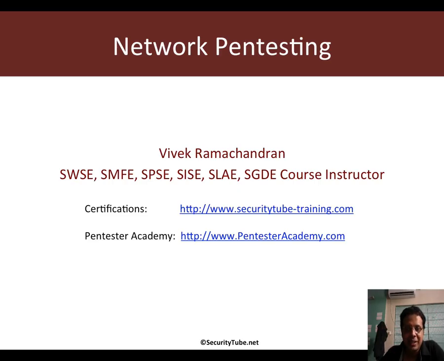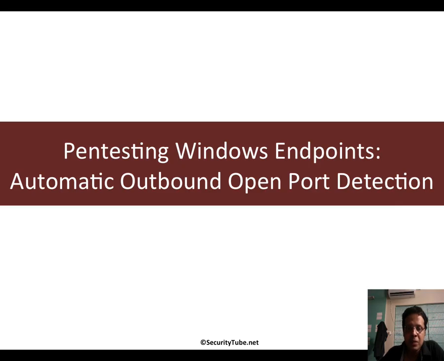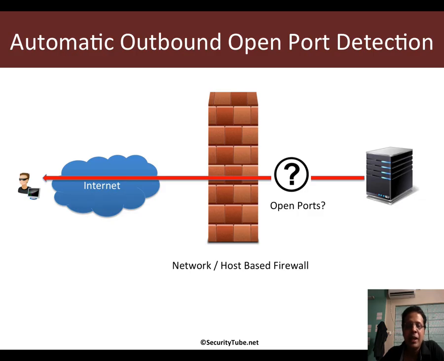Welcome to the Network Pentesting course at Pentester Academy. Now we're continuing with pentesting Windows endpoints, and in the previous video we had looked at a case in which HTTP and HTTPS outbound were open, everything else was closed. Now what if the enterprise network admin is really trying to be clever, and he's probably not running 80 and 443, he's probably running services on totally different ports, which could be web or anything else? So what can we do if during a pen test we have no clue about the outbound open port composition of the network or host based firewall?